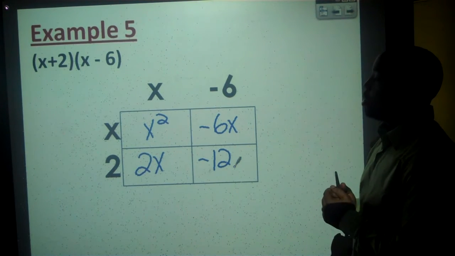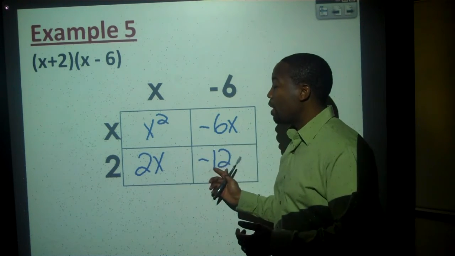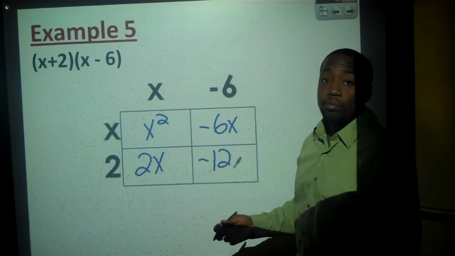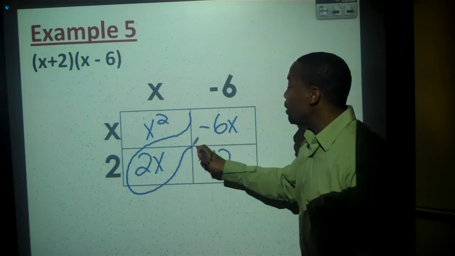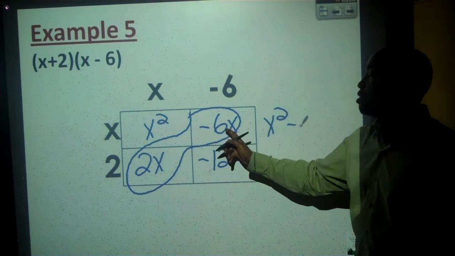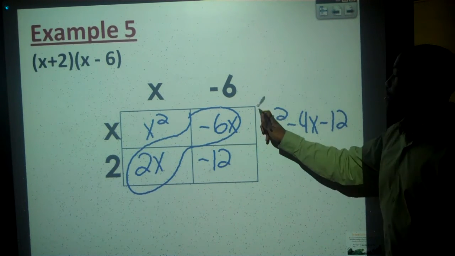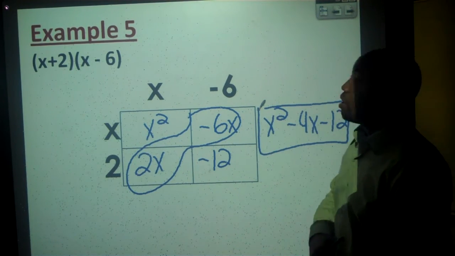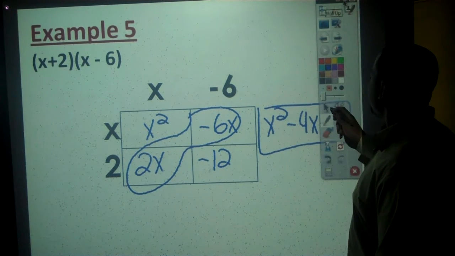Now, in this situation, there are some like terms in here, so we need to make sure we look at what's like and what's unlike. If you look diagonally, most of the time, not every time, the diagonal ones are going to be alike. So let's put that together and combine these like terms. We get x squared, -6x plus 2x gives me -4x, minus 12. This is our answer. Just that easy. So this would be a binomial times a binomial. Now let's look at another example.